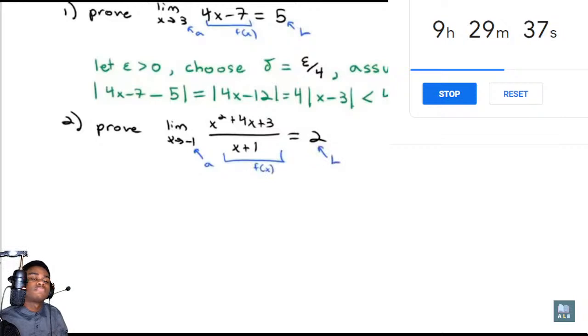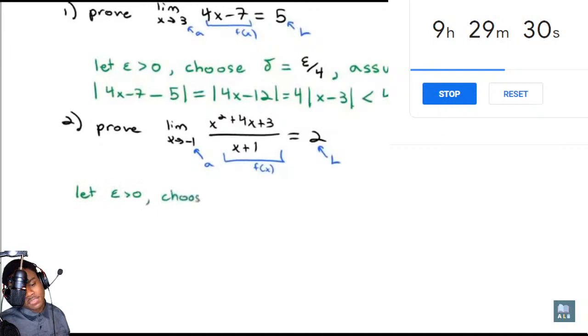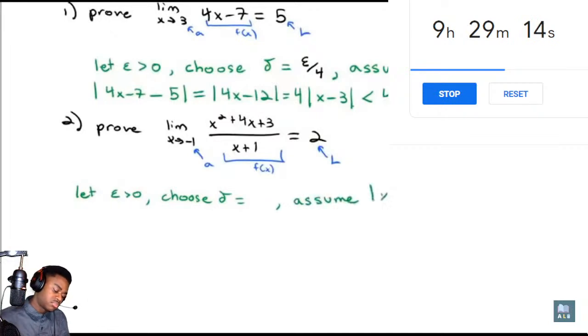The first line is pretty scripted for every delta epsilon proof. We let epsilon be greater than 0. We choose a delta that's equal to something. Leave some space, we'll come back. It's going to be the reciprocal of whatever we're multiplying by, with an epsilon in the numerator. And then we will assume the absolute value of x minus a, which is x minus -1, the same as x plus 1, is less than delta.